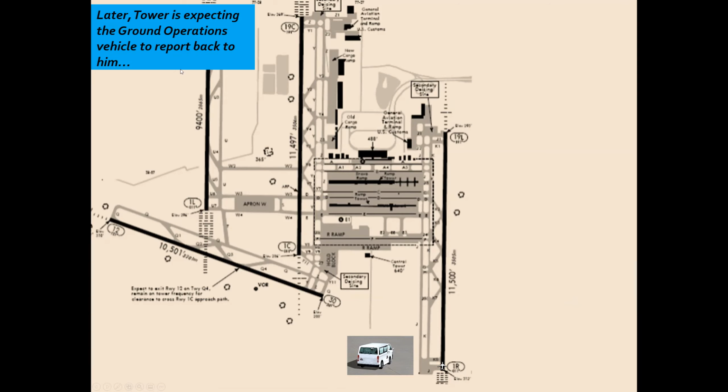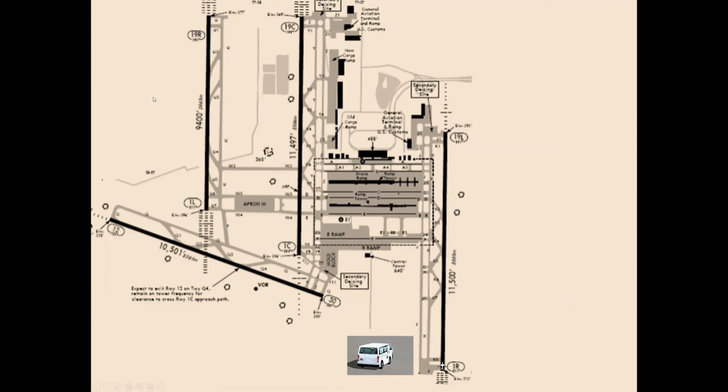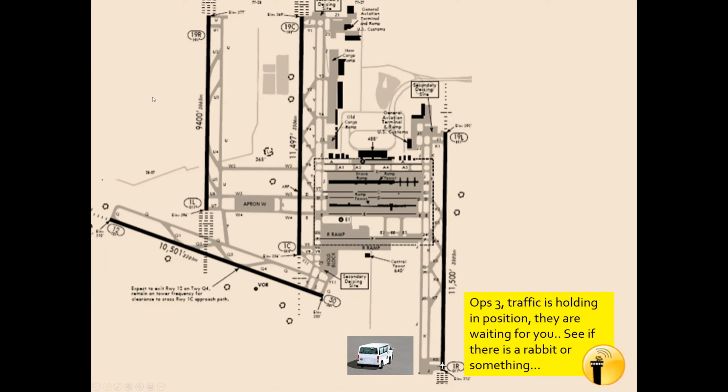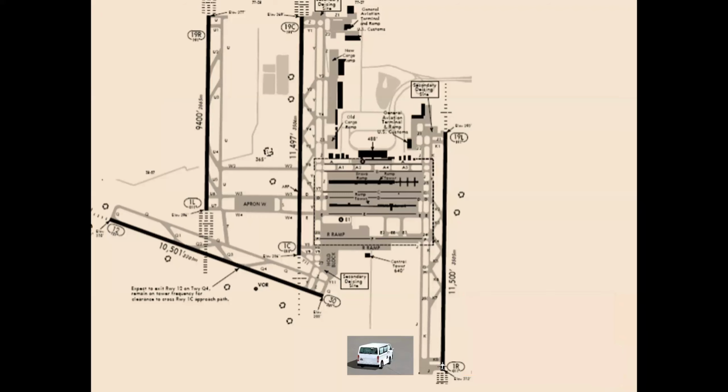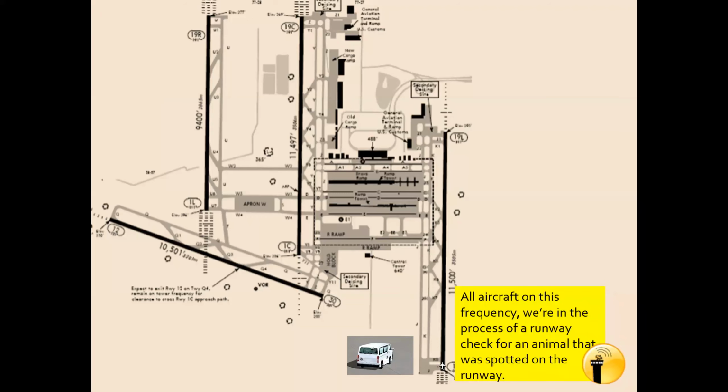Later, Tower is expecting the ground operations vehicle to report back to him. Oops, traffic is calling in position. They are waiting for you. See if there is a rabbit or something. All aircraft on the frequency, we are in the process of a runway check for an animal that was spotted on the runway.